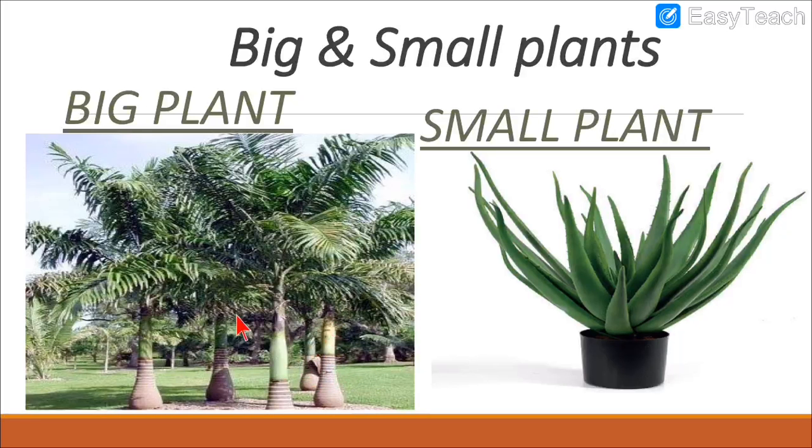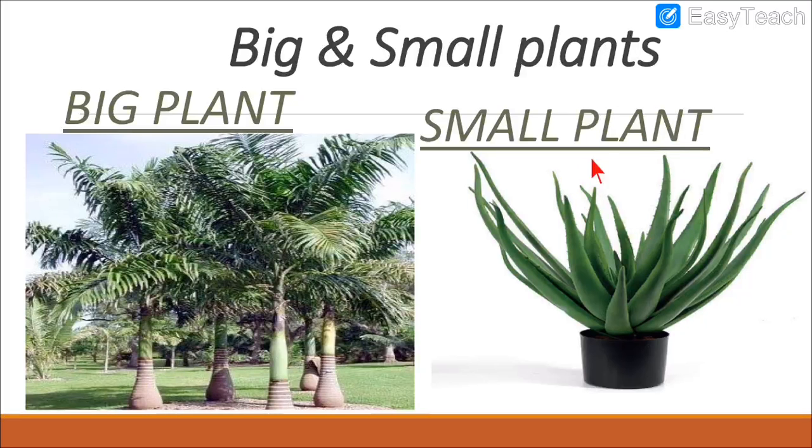Trees are used for giving us shade, fruit and wood. We can get so many things from the trees. Peepal tree, banyan tree, coconut tree, etc. are big plants. These are the examples of big plants. And in the further lecture, I will also show you the images of all these trees.